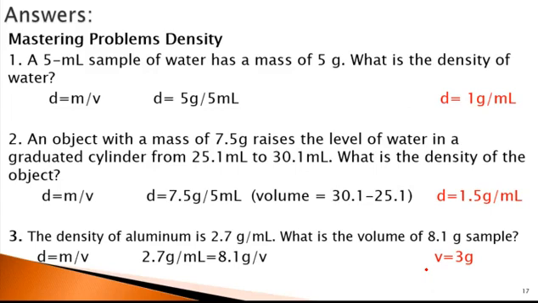In this last problem, they've given me the density and the mass, and I want to find the volume. So that's mass divided by density. 8.1 divided by 2.7 is a solid number 3. But because this number here is two significant figures, the answer should have been written 3.0 grams to have the correct number of significant figures. Okay, that's it.